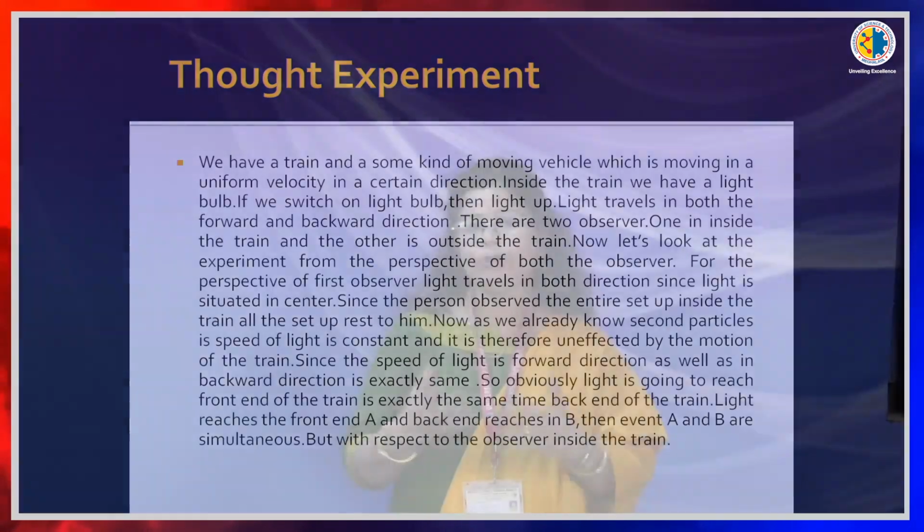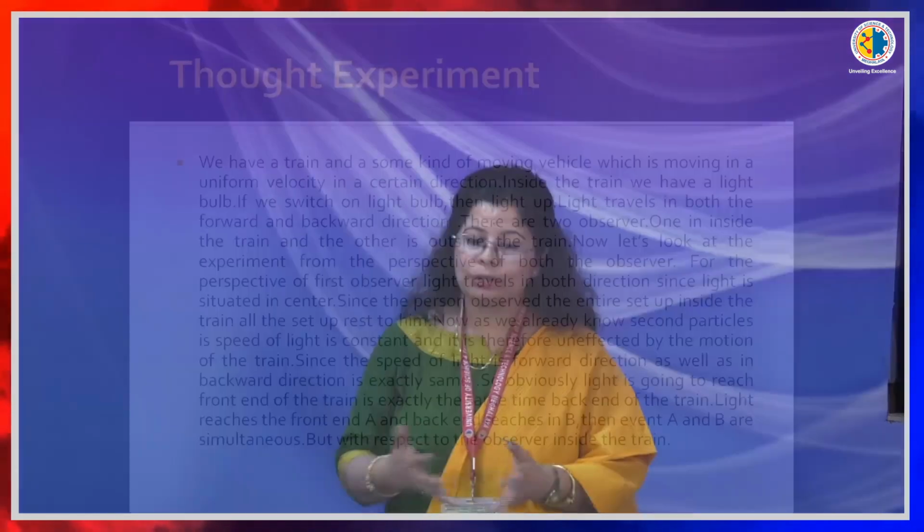So the observer inside the train observes that it is a rest frame because the velocity is 0, and he observes that light travels equally in both directions, backward and forward. Since, as we already know from the second postulate, the speed of light is constant, it is therefore unaffected by the motion of the train.